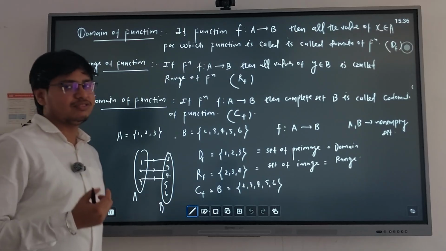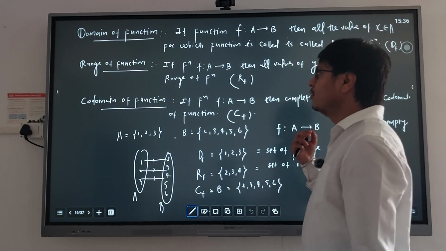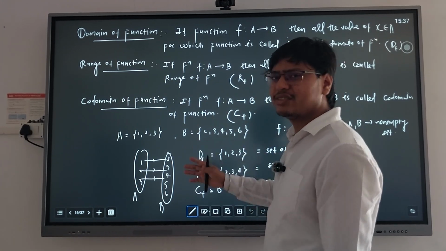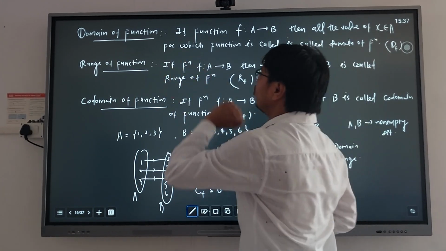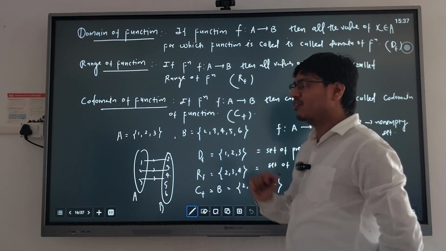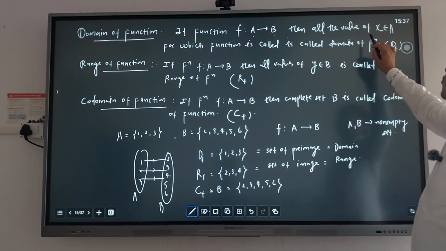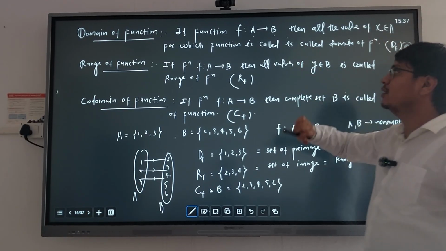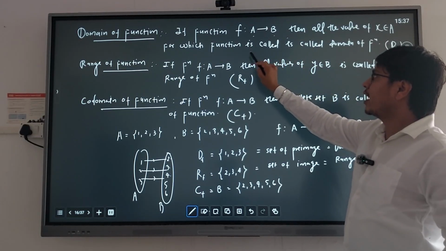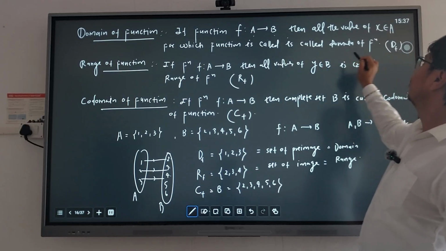Next is the domain of function. Very important thing. Domain of function is very important from the board point of view and the JEE point of view. That section is very important. So first one is the domain of function. What is the domain of function? If function f is defined from set A to B, then the values of x which belong to set A, for which there is a unique image, are called the domain of function.